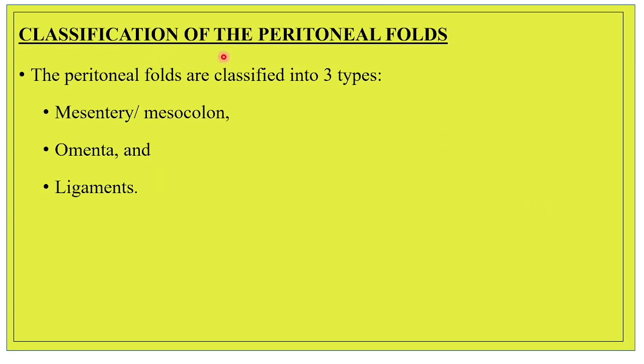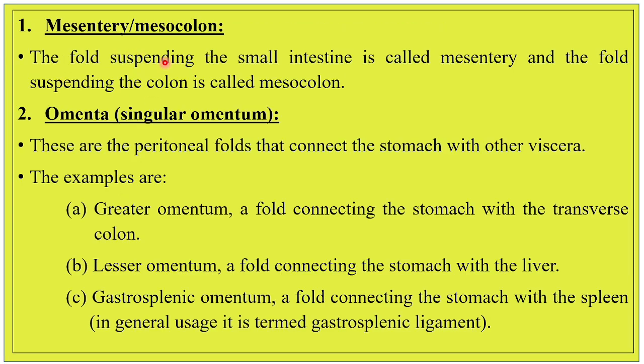And coming to the classification of the peritoneal folds, they are classified into 3 types: the mesentery or mesocolon, omenta, and the ligaments. The folds suspending the small intestine are called mesentery, and the folds suspending the colon are called mesocolon. The omenta are peritoneal folds connecting the stomach with other viscera. Examples are the greater omentum, the fold connecting the stomach with the transverse colon; the lesser omentum, connecting the stomach with the liver; and the gastrosplenic omentum, connecting the stomach and the spleen.